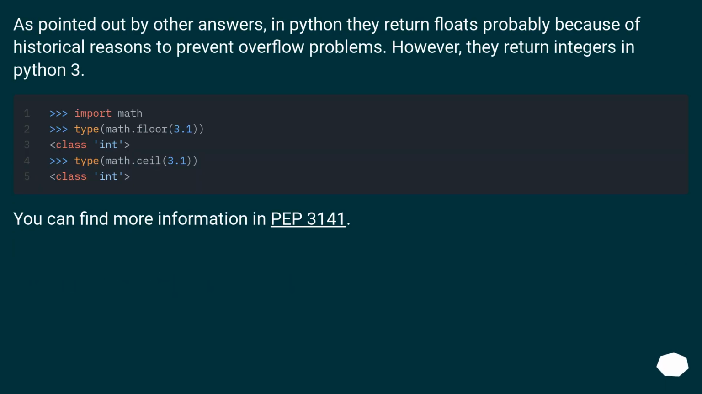As pointed out by other answers, in Python 2 they return floats probably because of historical reasons, to prevent overflow problems. However, they return integers in Python 3. You can find more information in PEP 3141.